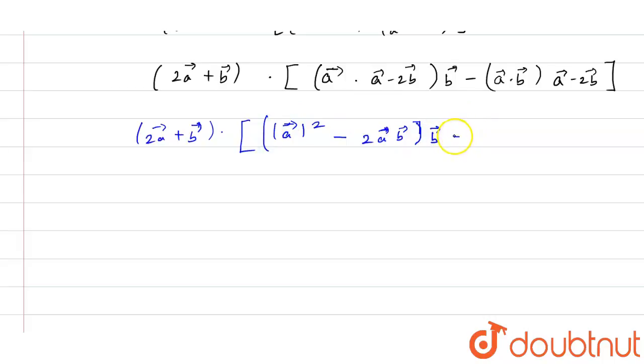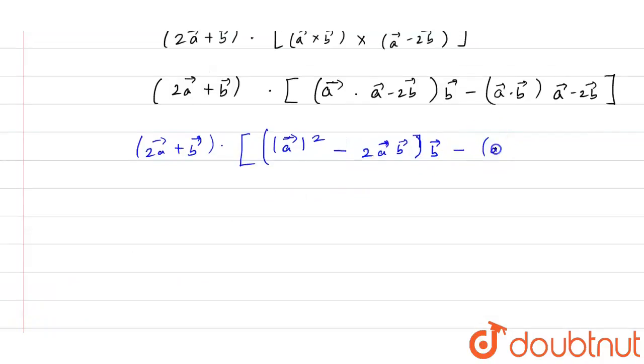Similarly, this will become minus of (a minus 2b vector), minus of a vector dot b vector multiplied by a vector. And now, negative and negative will become positive, that is 2a vector and the multiplication of b vector modulus whole square, that is this minus minus positive, 2a vector and b vector modulus whole square.